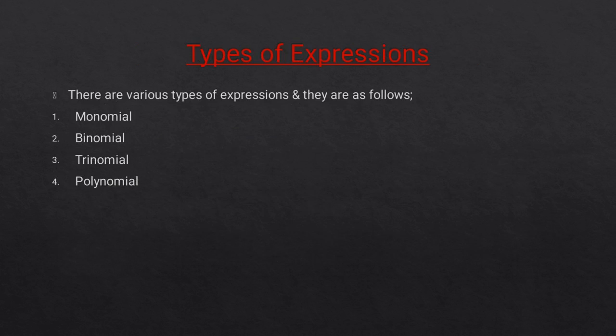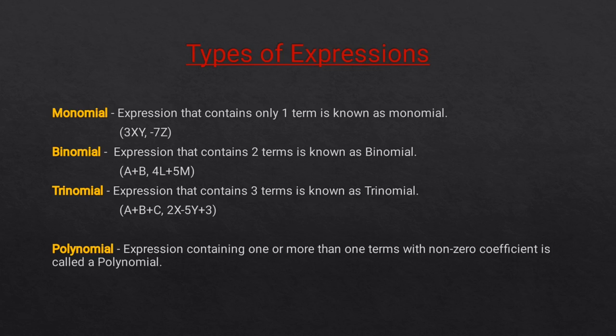Now, let us learn about types of expressions. Well, there are various types of expressions and they are monomial, binomial, trinomial, or say polynomial in general. Here, let us learn about them one by one. Monomial. An expression that contains only one term is known as a monomial. Say for example, 3x5 or minus 7z.